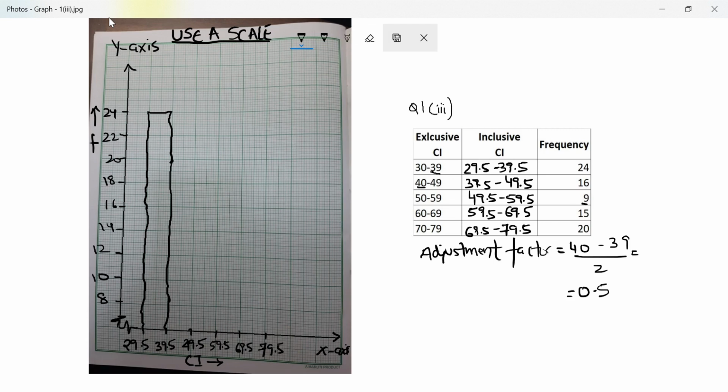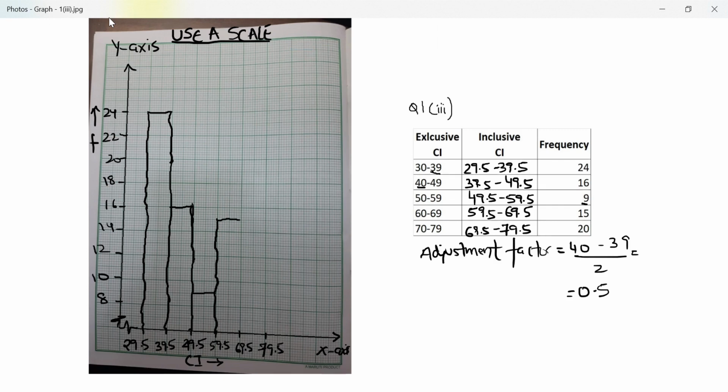Next one is 16. So this is 16. My graph is looking pathetic purely because I just can't use a scale. Next one is 9. So 9 is in between 8 and 10, exactly in between. Next is 15, which is exactly in the middle of 14 to 16.